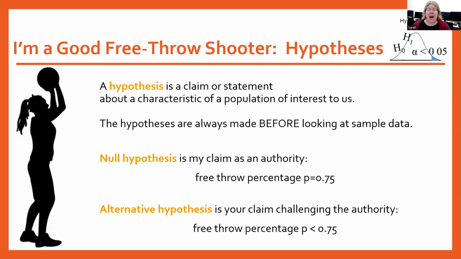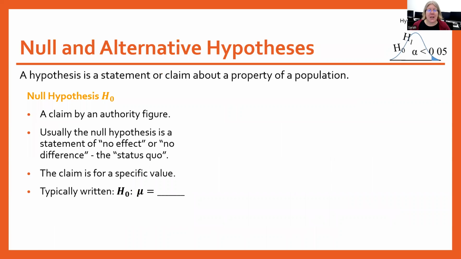And the alternative hypothesis is your claim challenging the authority. So you're claiming that my free throw percentage P is less than 0.75 or 75%. All right, let's look at these two hypotheses a little more closely.